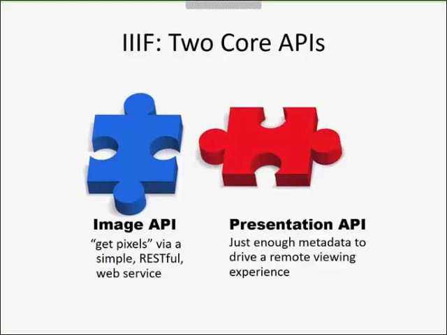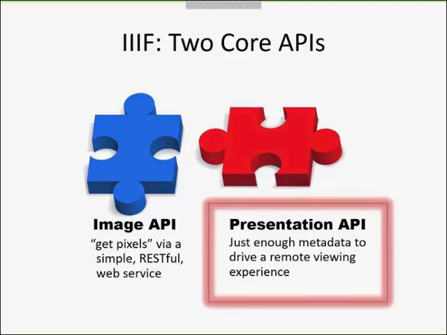What IIIF does is try and solve this problem a different way by providing two core APIs. The first of them is the image API, and that provides pixels, and we'll look at that in more detail in a second. But the most important of them for interoperability is this thing called the presentation API. The box I've highlighted is really the key to understanding what IIIF is and what IIIF is not. The presentation API is just enough metadata to drive a remote viewing experience, and no more. And I'll explain what that means in a second.